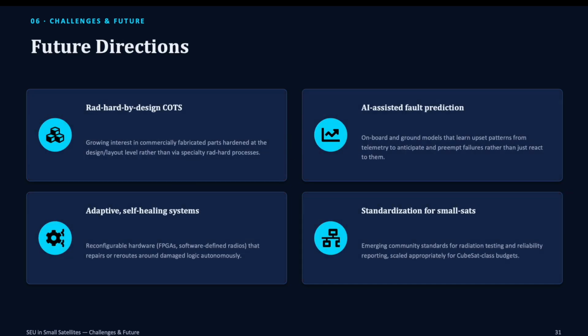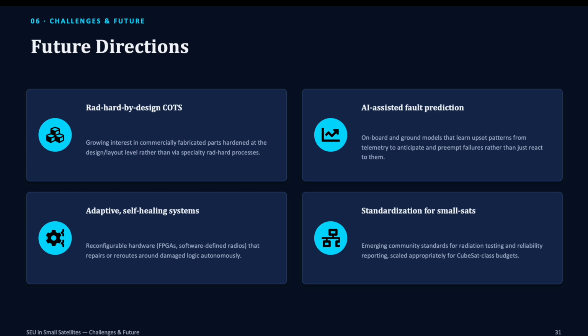So for future directions, we have radiation hardened by design commercial off the shelf. We have AI assisted fault prediction, which is the direction my current research is going in. We have adaptive self-healing systems, and then we have standardizations across small satellite systems.